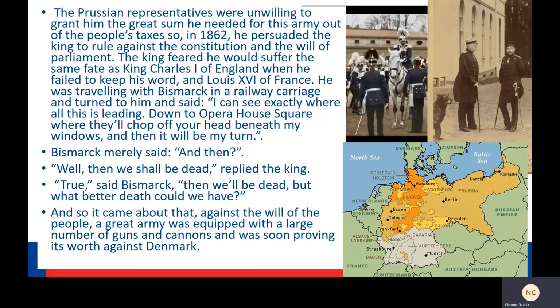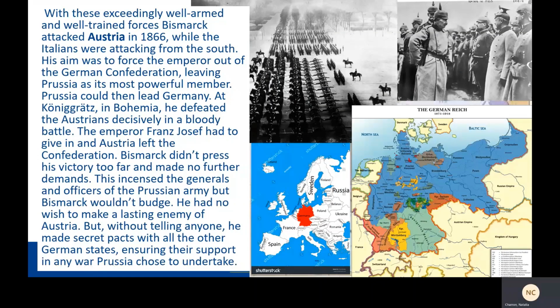And so it came about that, against the will of the people, a great army was equipped with a large number of guns and cannons, and was soon proving its worth against Denmark, to the north, up here. With these exceedingly well-armed and well-trained forces, Bismarck attacked Austria in 1866, down here, while the Italians were attacking from the south. His aim was to force the emperor out of the German Confederation, leaving Prussia as its most powerful member. Prussia could then lead Germany.